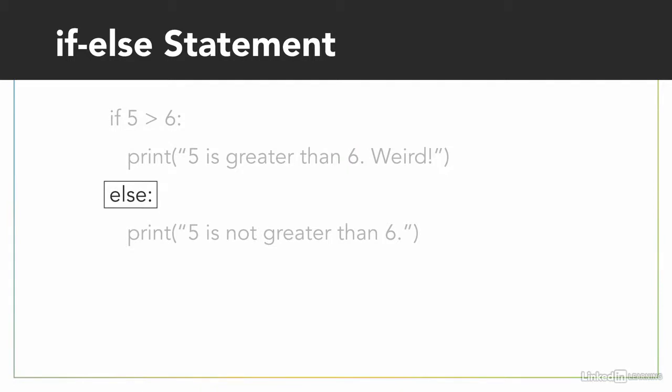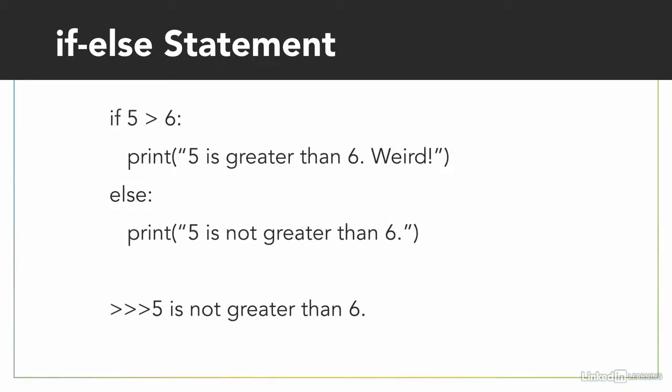Since the condition is false, it's going to skip over the if's code block and drop down to the else clause. The result will be the output of the else's print statement. 5 is not greater than 6. Let's switch over to VS Code to see a few more examples of the if-else statement.